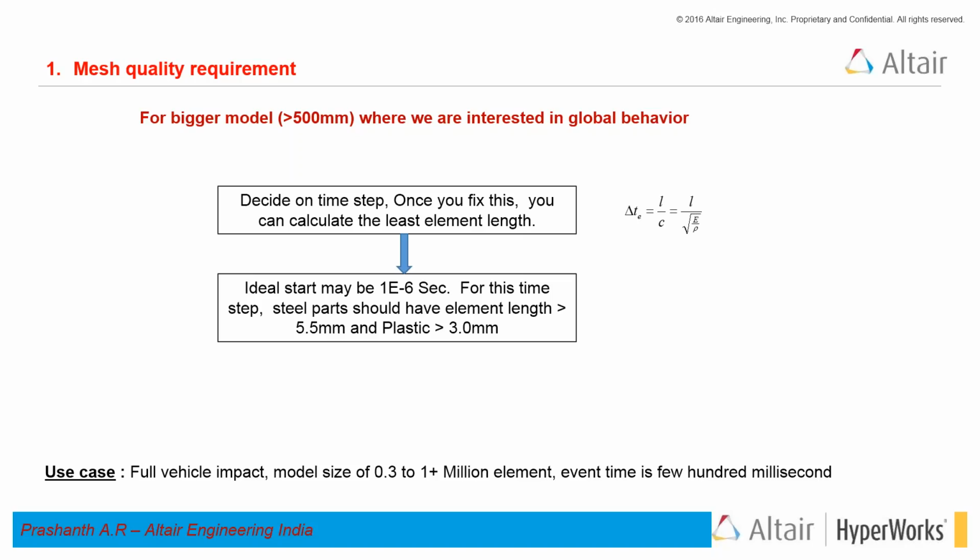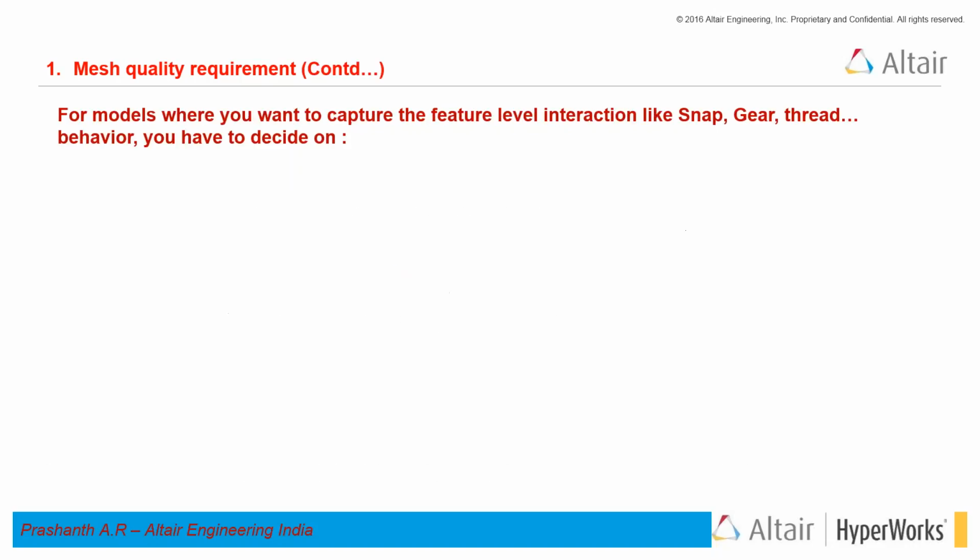This is for the bigger model that I was talking about. But that is not always the case. Sometimes we want to study the feature level interaction. We may want to study some small snapshot, how they are behaving, or some small components. If you take an example of a cell phone, there I cannot stick with an element size of 5 mm, as I was explaining in the previous slide.